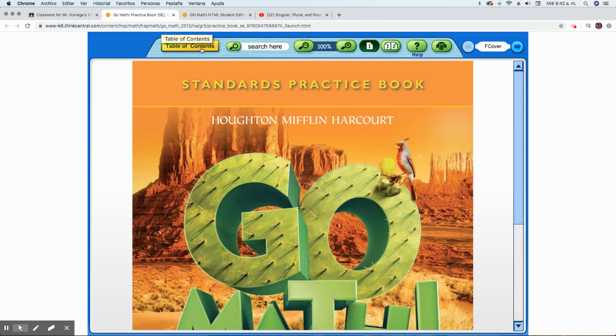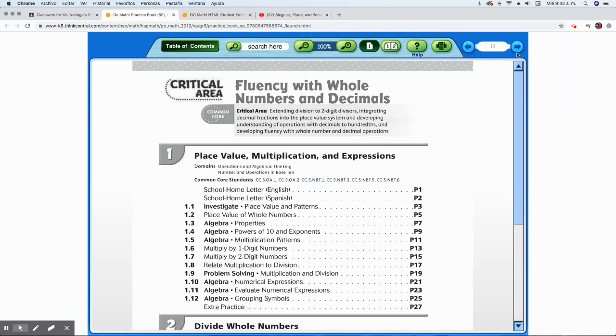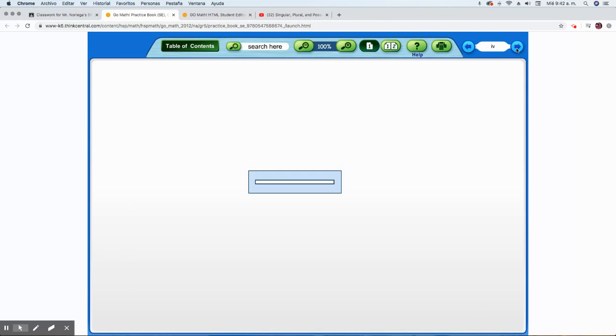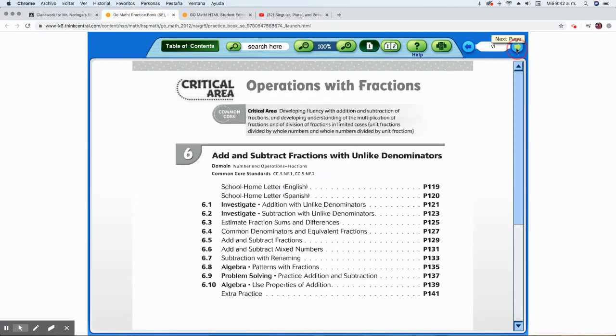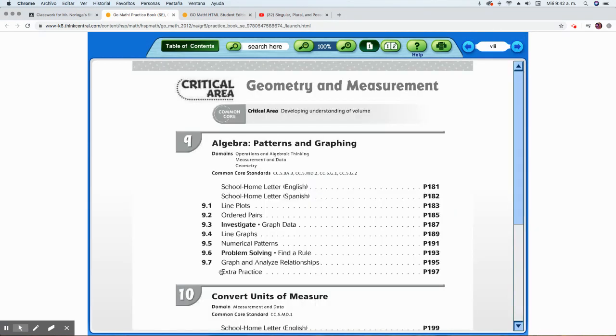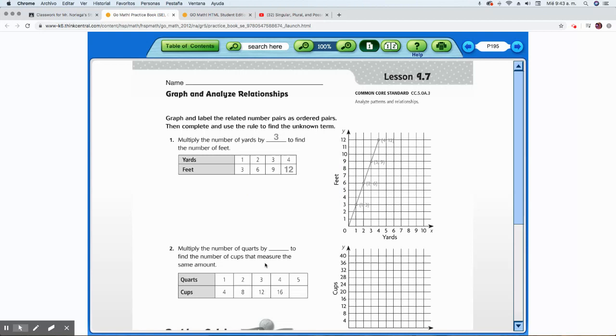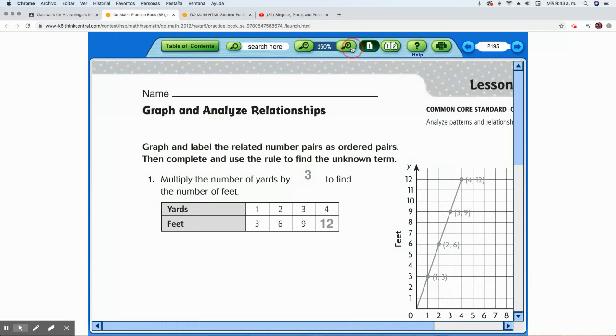Chapter 9, lesson 9.7. Oops, it's the last lesson of the chapter. So I guess there's a test coming soon. Okay, graph and analyze relationships. Graph and label the related number pairs as ordered pairs, then complete and use a rule to find the unknown term. It's the same thing that we were doing right now.